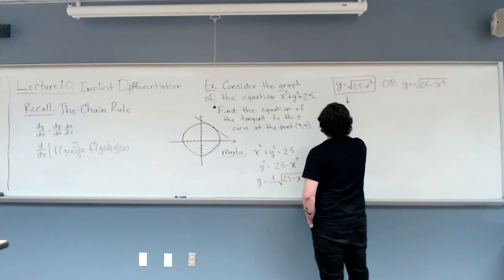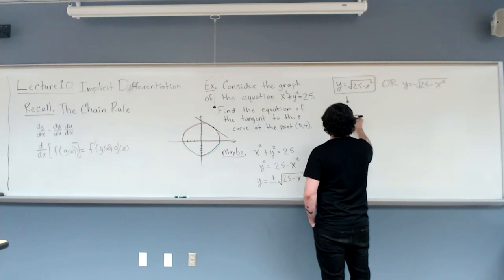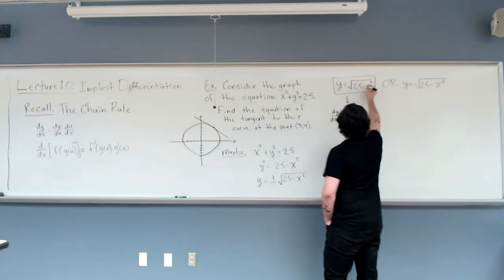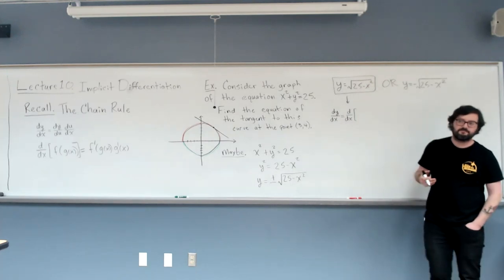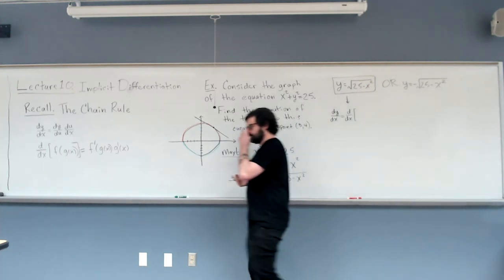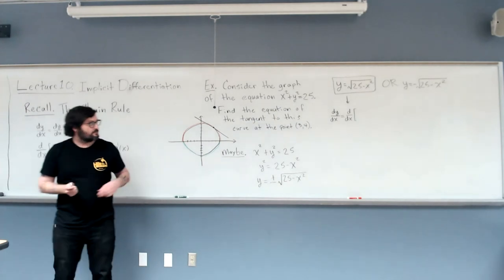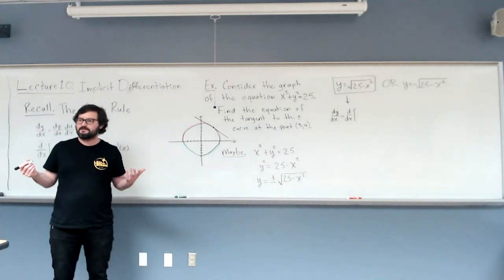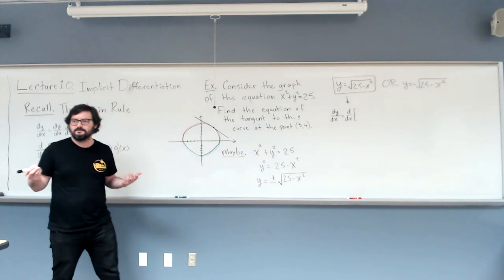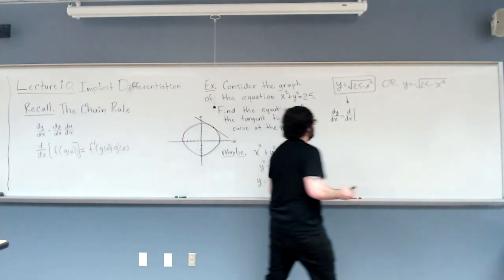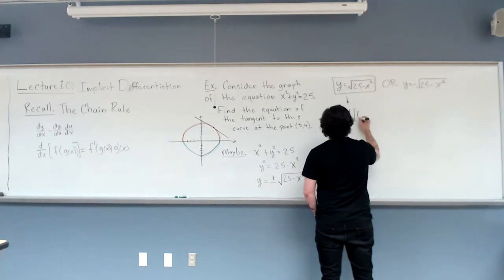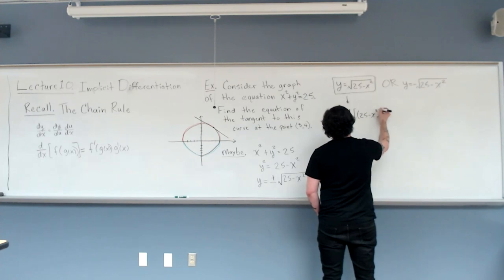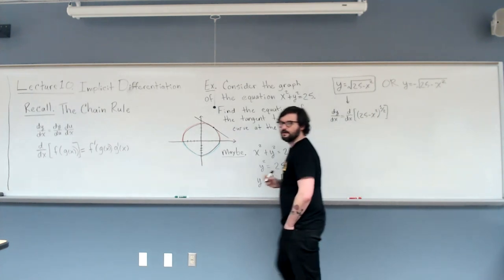So dy/dx is equal to the derivative with respect to x applied to this thing here. Now last time, and maybe I got a question about this from a student one time, when you see radicals and you want to take derivatives, write it as an exponent so that you can apply the power rule. So that right there looks like 25 minus x squared to the power 1/2.